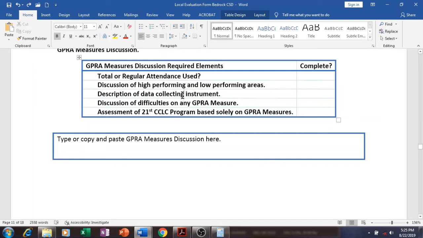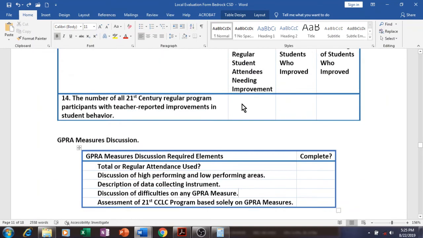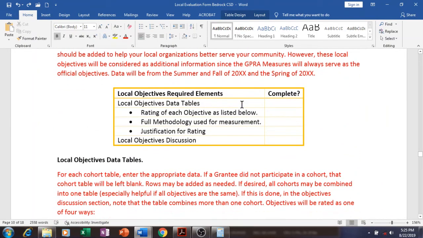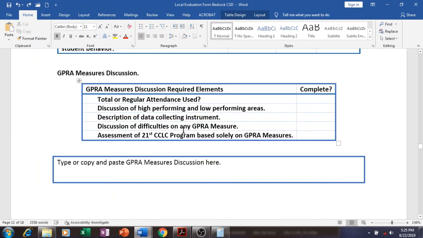Describe your data collecting instruments, especially if you're not using the standardized test. Talk about that. Then tell us about difficulties on the GPRA measures. Obviously, one difficulty is the homework and class participation being 2 separate items, but you may have others that you wish to discuss there. And then step back and pretend you're going to assess your program based solely on GPRA measures. How would you stand up? How would you do?